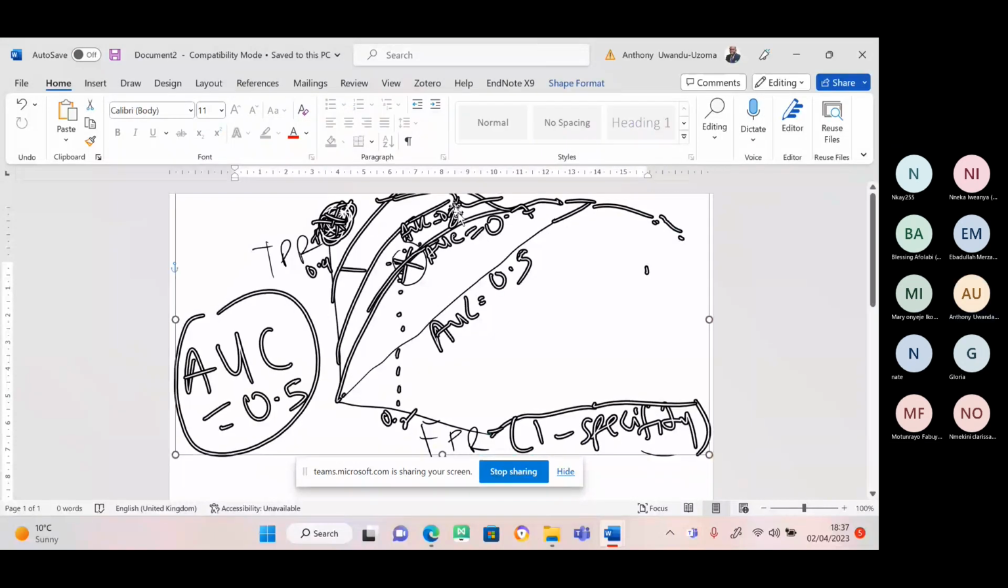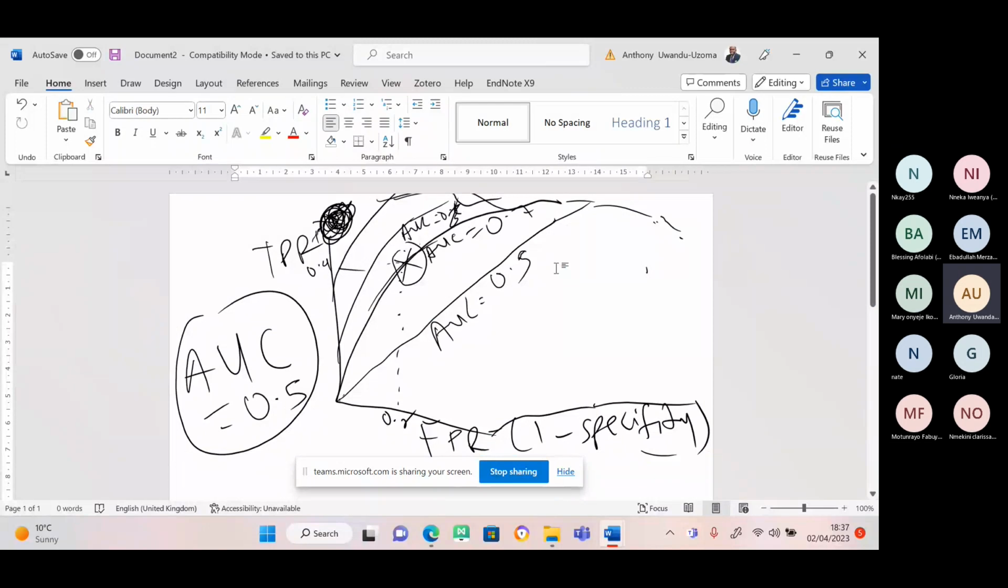So calm down. As you go higher, you have the next line. This one has an AUC of 0.8. Then the next line here, which is this one, has an AUC of 0.9. So what does an AUC of 1 look like?